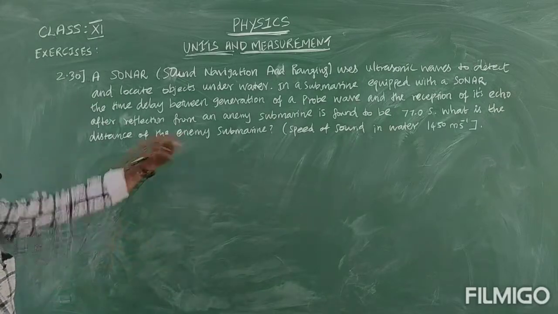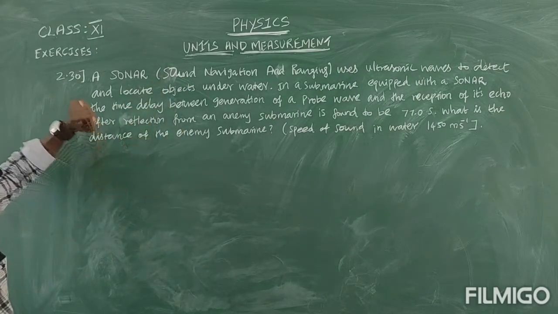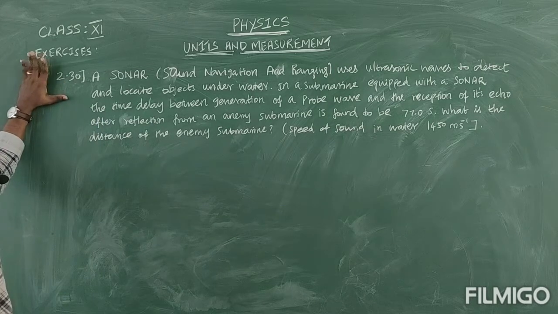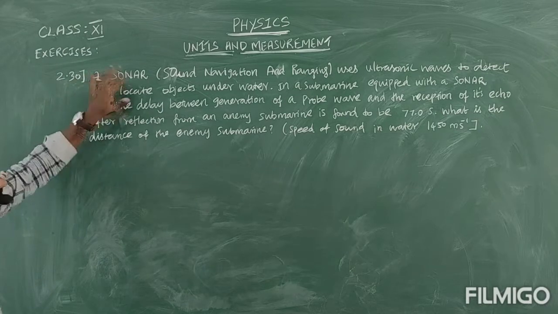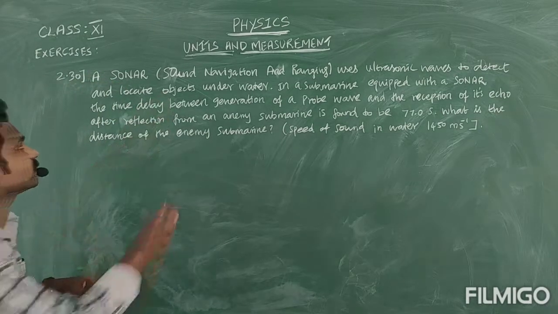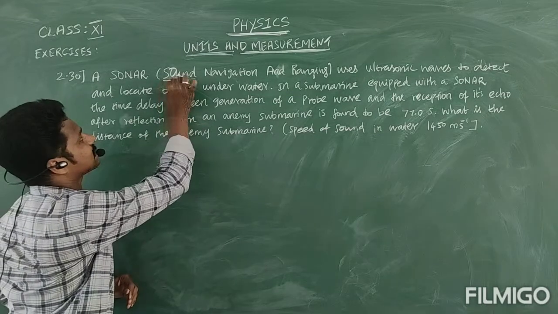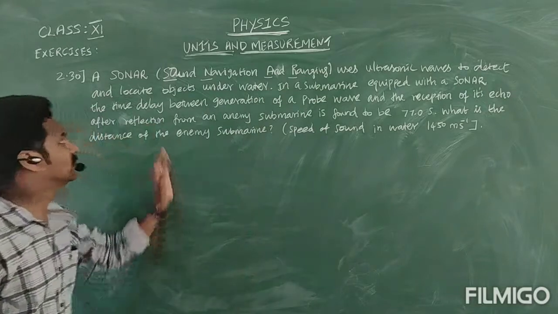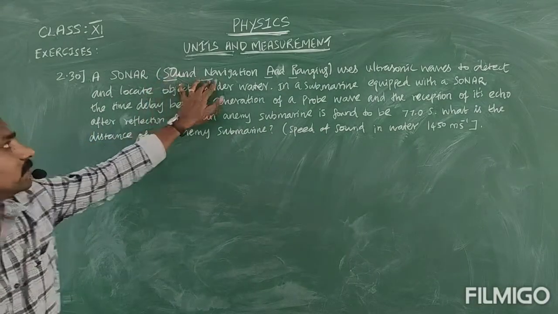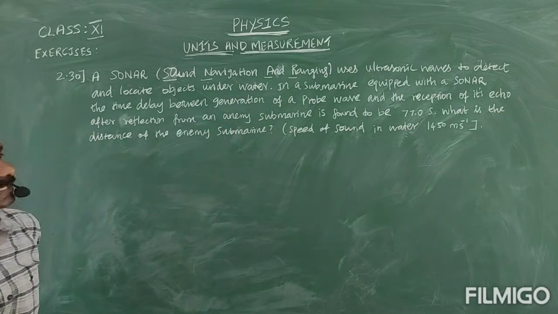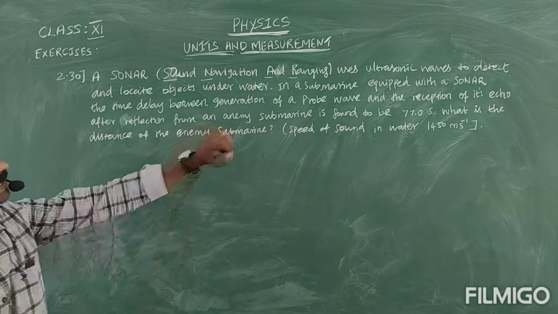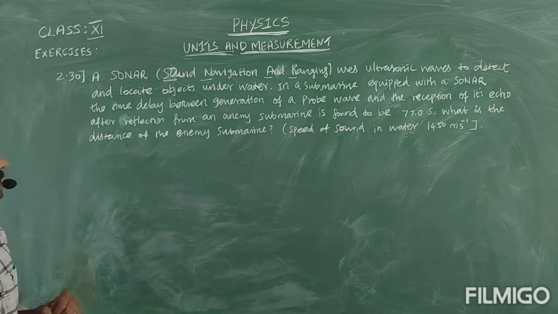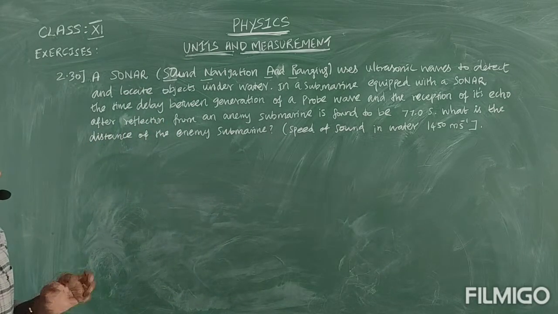Dear students, see the next question from Unit and Measurement chapter, NCERT exercise problem, additional problem 2.30. Okay, see the question. A sonar, so that expansion is given, abbreviation SONAR, that is sound, navigation and ranging. Okay, sonar uses ultrasonic waves to detect and locate the object under the water.